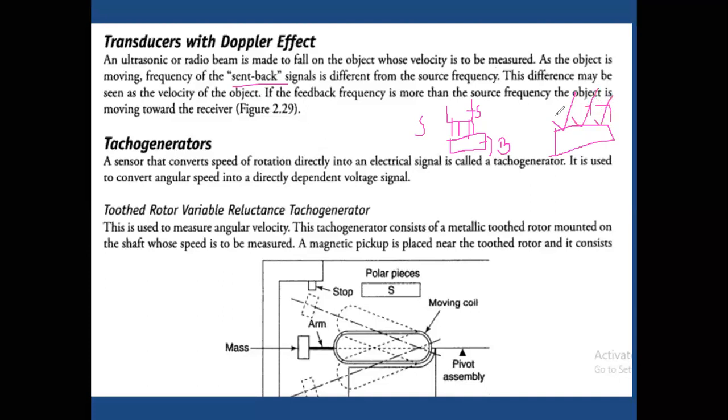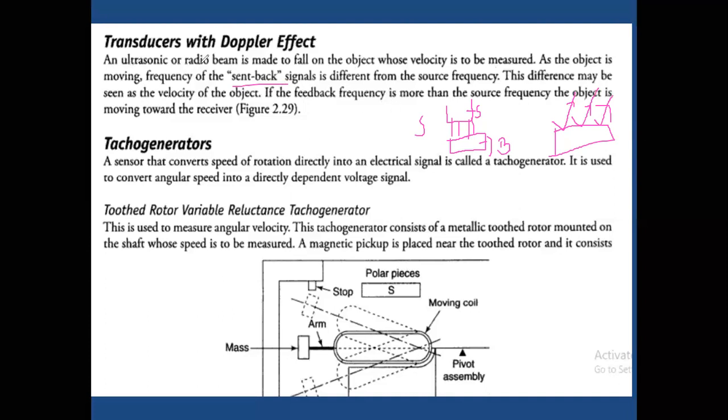So the frequency of these waves you can call the setback frequency. If you observe the difference between these two frequencies, that difference you can represent as the velocity of this particular moving body.